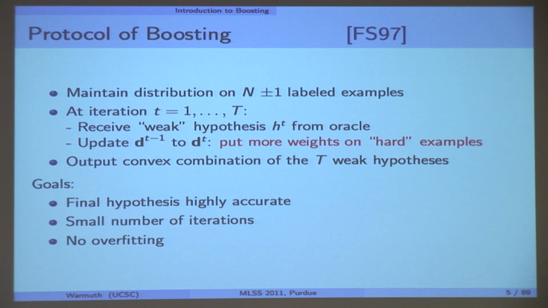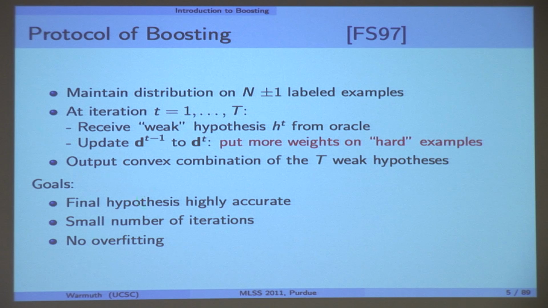You have a distribution on the examples. Well, this will become obvious because I have pictures. You have a distribution on the examples, and then the oracle gives you a weak hypothesis, you update your distribution. And at the end, you output a convex combination of all the weak hypotheses you got. So that's the overall setup. You aggregate them.